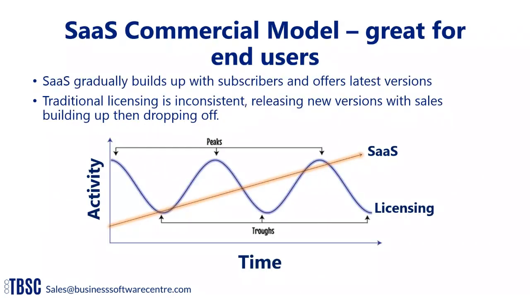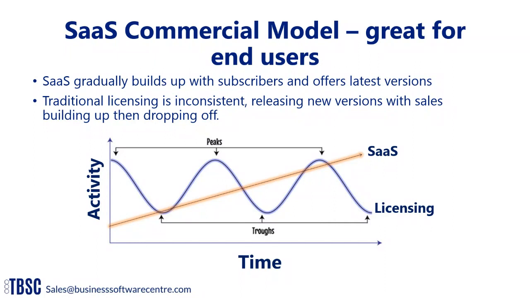So the SaaS commercial model is great for end users to understand. This is the commercial model as we see it today compared to traditional licensing. With traditional licensing, it's the blue line where you see it going up and down. That is because with traditional licensing, they often release new versions, which causes a rise in sales, which you can see with the peak. Then as the sales decline, the trough occurs, and then they create a new version, and then it sells again. Whereas with SaaS, you can see it as the yellow line.